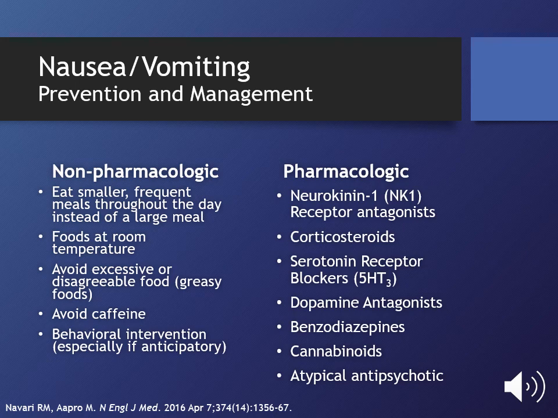The drugs we use for the management of nausea interfere with the binding of neurotransmitters that are released when chemotherapy activates the neuroreceptors in the brain in the central pathway and/or in the gastrointestinal tract through the peripheral pathway. These drugs include the neurokinin 1 receptor antagonists, corticosteroids, our serotonin receptor blockers, dopamine antagonists, benzodiazepines, cannabinoids, as well as our atypical antipsychotics. The key thing to note is that antiemetics are most effective when given proactively and administered around the clock until the chemotherapy is complete.